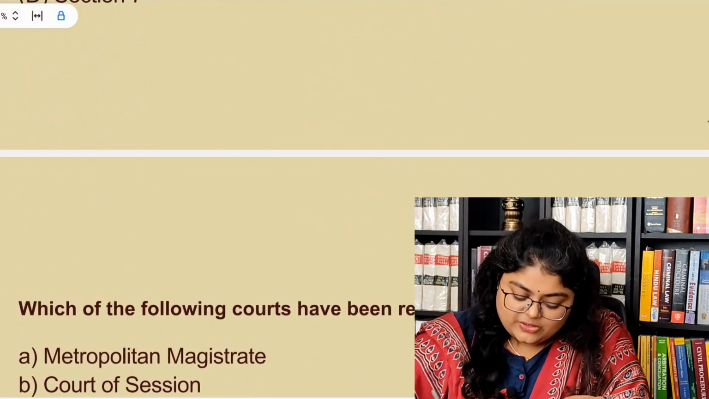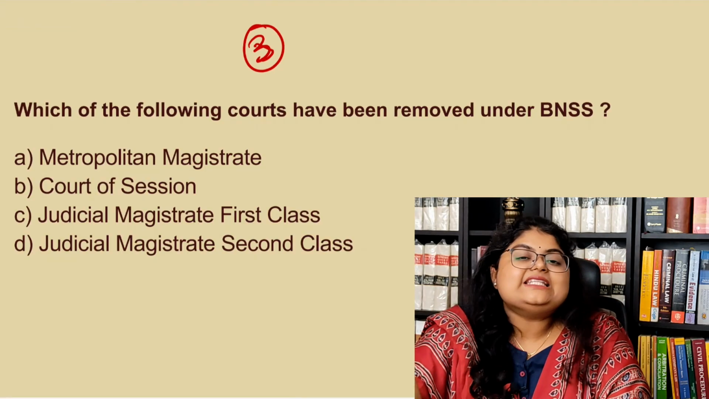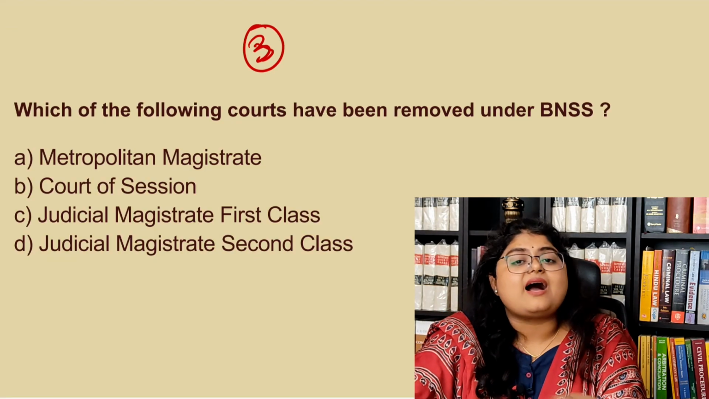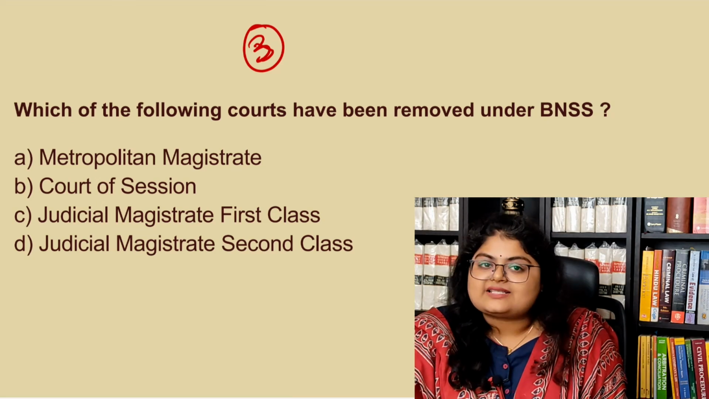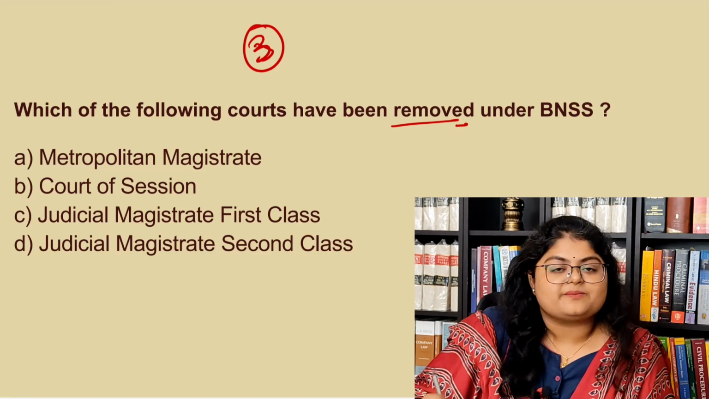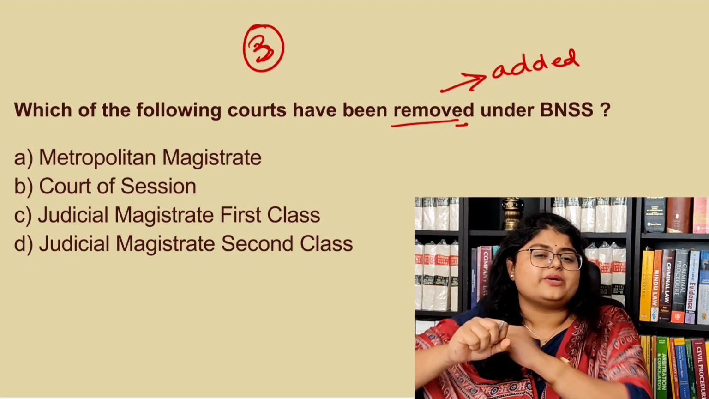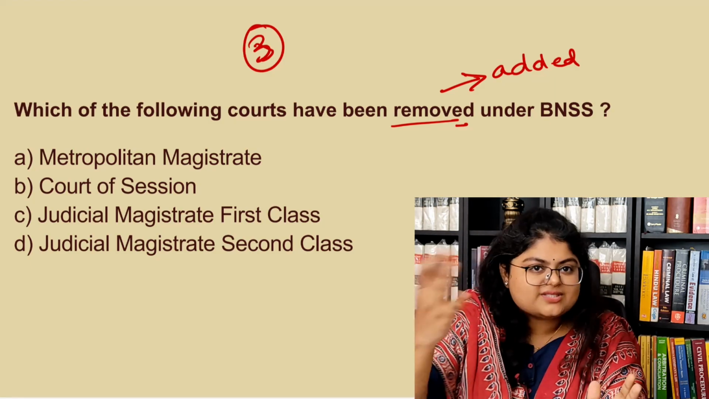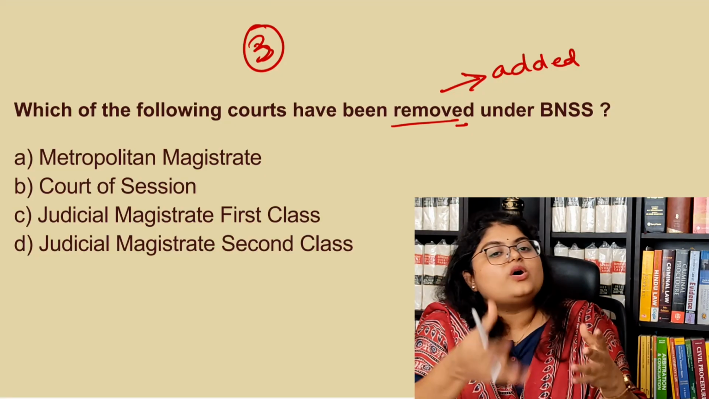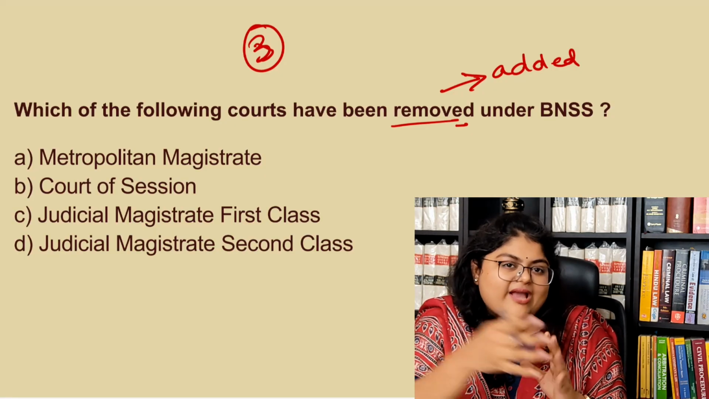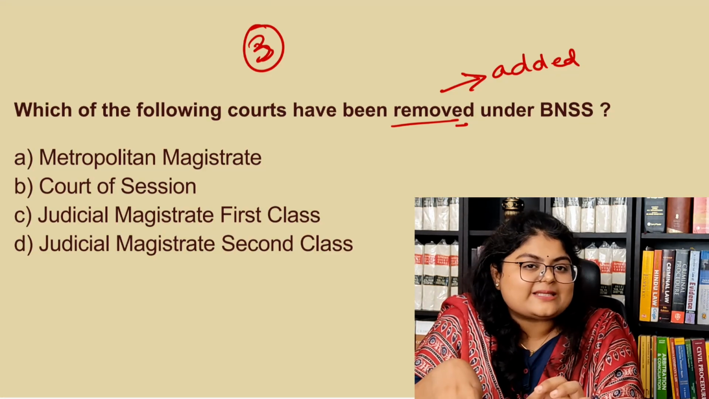Okay. Now, moving on. Let us go to the third type of question. This type of question again can be asked for all of the new laws. This is where they are asking what has been removed or what has been added. This is a comparative question. What was there in CrPC which is now removed, or what was not there in CrPC which is now added, what was not there in the Evidence Act which is now added. Questions like these are very, very common. They will come in the exam.